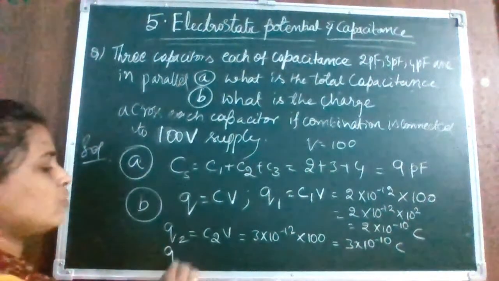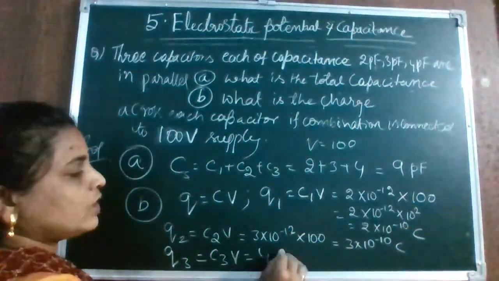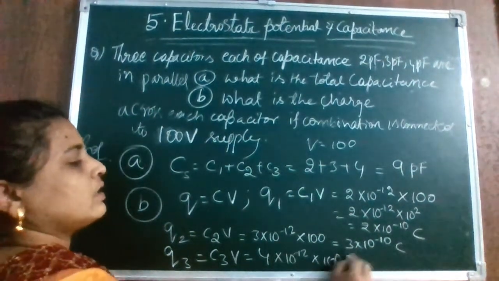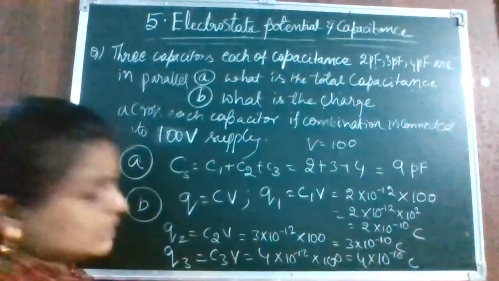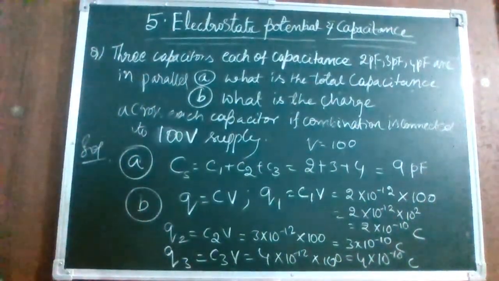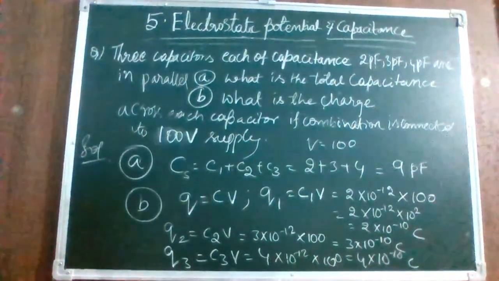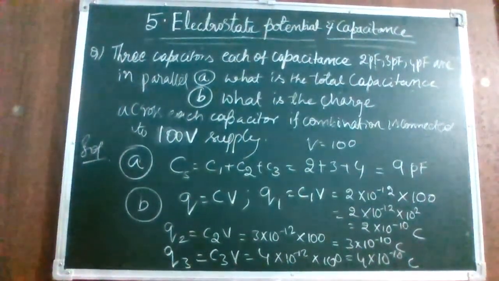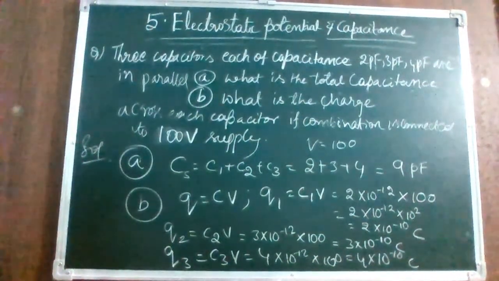And similarly for Q3, C3 into V. 4 into 10 to the power of minus 12 into 100. That is equal to 4 into 10 to the power of minus 10 coulombs. The 10 to the power of 2 gets cancelled with 10 to the power of minus 12. So these are the answers for these 3.